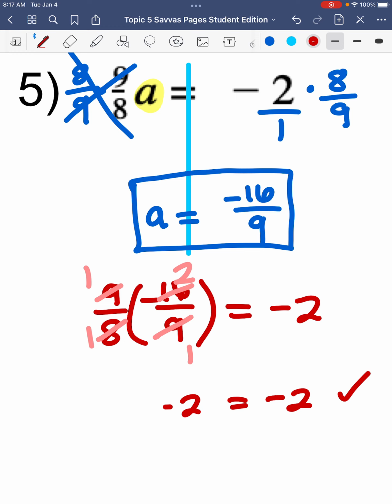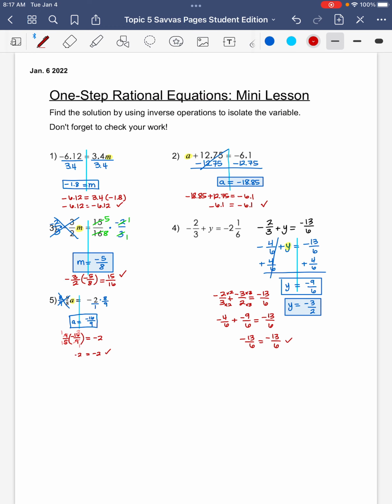My answer is correct. So that is the end of our review on one-step equations with rational numbers.